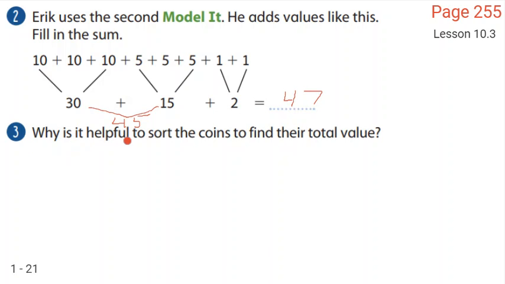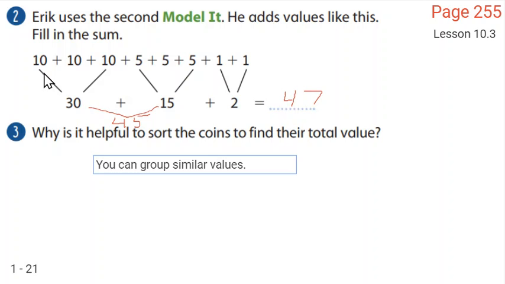Last question, why is it helpful to sort the coins to find their total value? Well, part of it is because you can group similar values. That's what I'm going to write down. You can group similar values. Because what that does is it gives it an order so I can count by tens. 10, 20, 30, 5, 10, 15, 1, 2. There you go. That was on page 255.